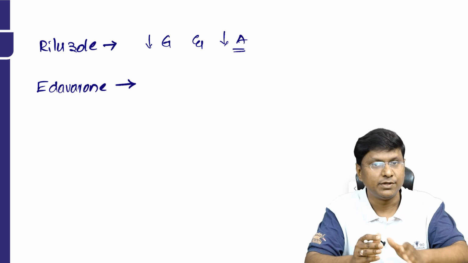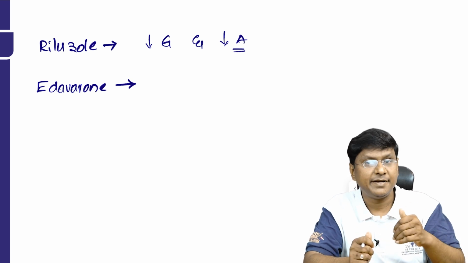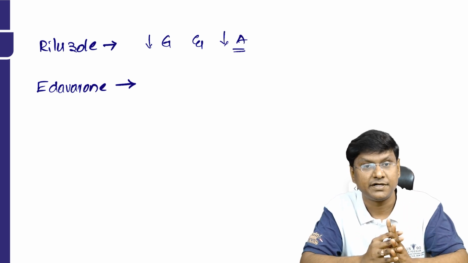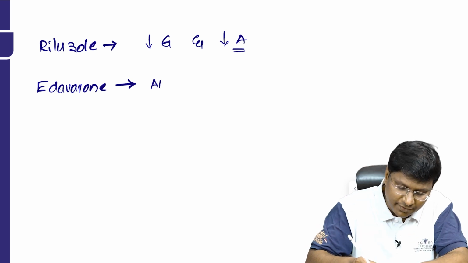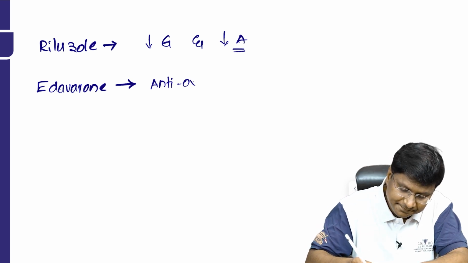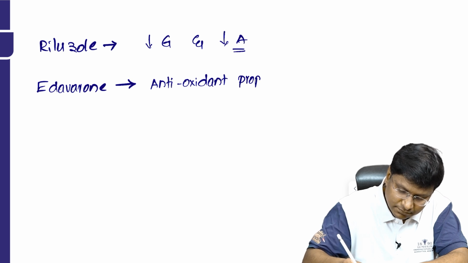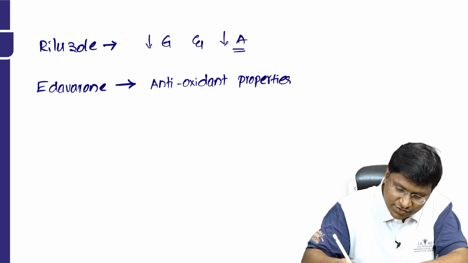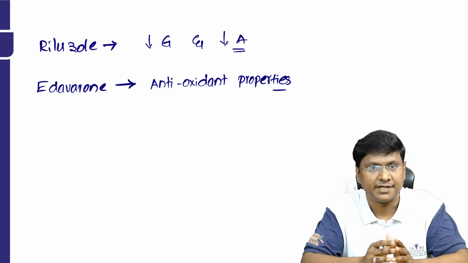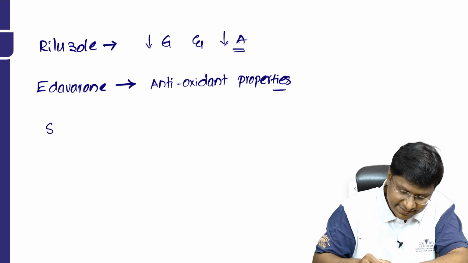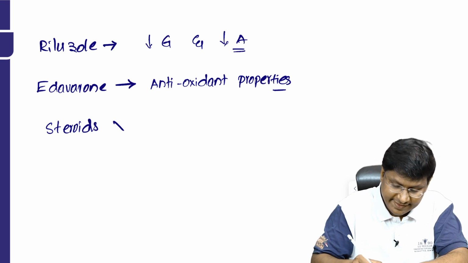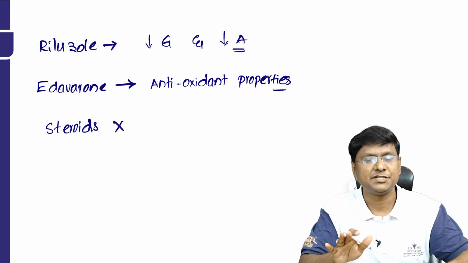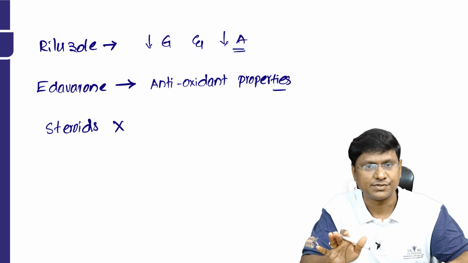Another important molecule is edaravone. Another medication which is used in the treatment of amyotrophic lateral sclerosis is thought to have antioxidant properties. Whereas steroids are not used for the management of amyotrophic lateral sclerosis.